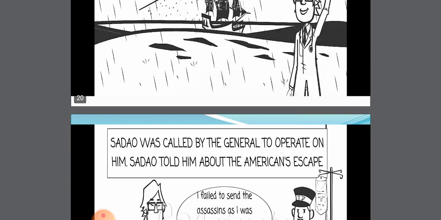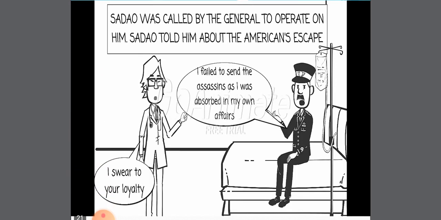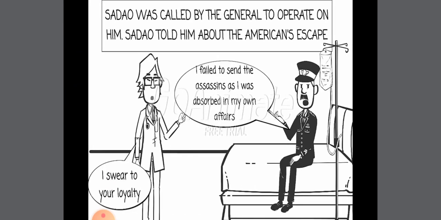In this way he allowed him to go. Now next, what happened? Sadao was called by the general to operate on him. Sadao told him about the Americans' escape. When the general was in real trouble, General Takima called Sadao for the operation, and Sadao told him about everything, how he helped the American to escape.